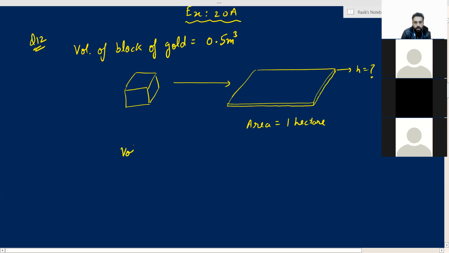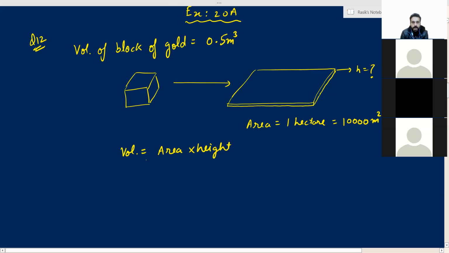We know that volume is equal to base area into height. I have made you write down the formula. Do you all remember? Volume is equal to area into height, right? Yes, sir. If you convert hectares into meters square, it will be 10,000 meters square. ये भी मैं पहले बता चुका हूँ. 1 hectare is equal to 10,000 meters square. Hectare is a unit of area.